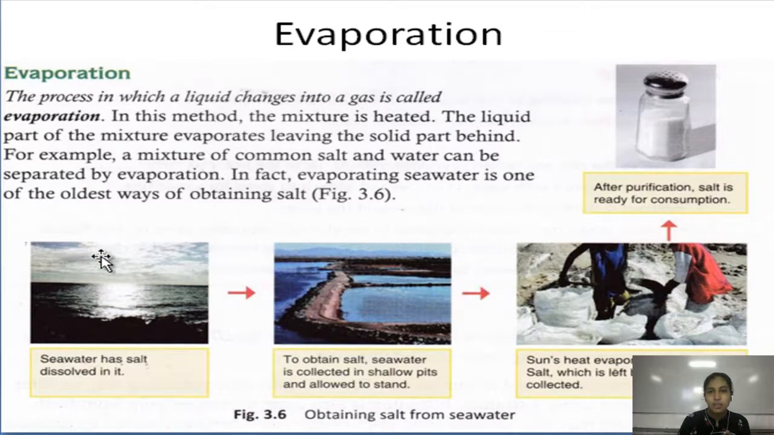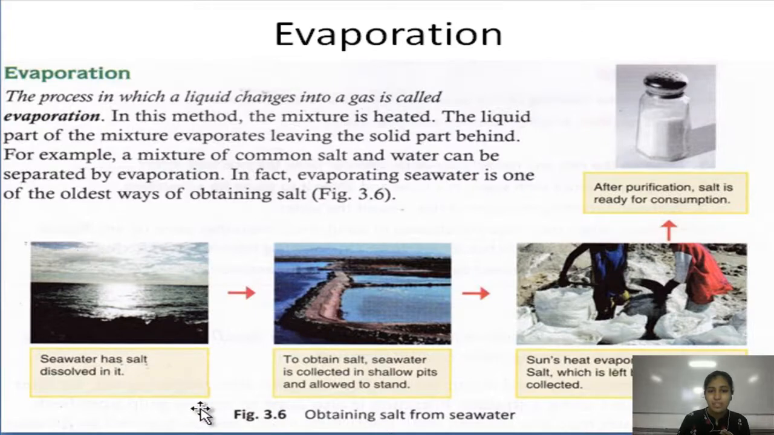See this figure. The process in which liquid changes into gas is called evaporation. In this method, the mixture is heated, and the part of the mixture that evaporates leaves the solid part behind. For example, a mixture of common salt and water can be separated by evaporation. In fact, evaporating seawater is the oldest method of obtaining salt.